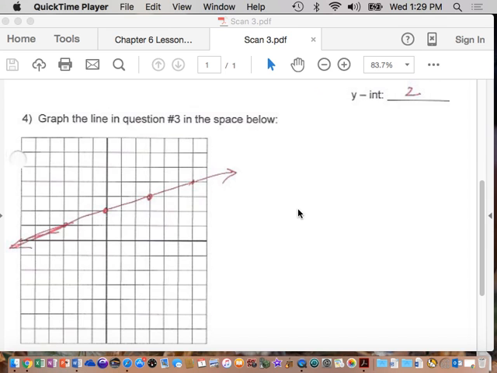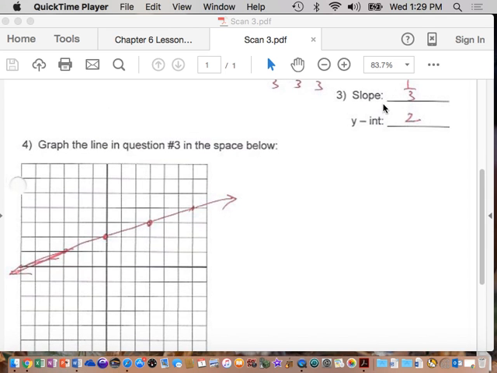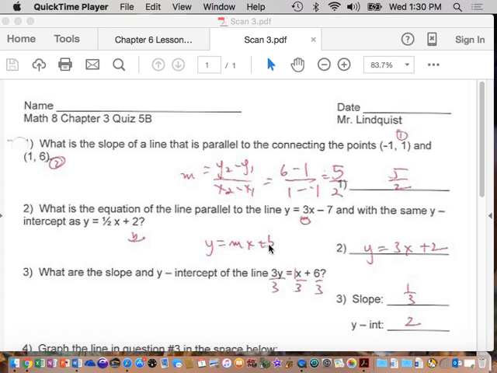Now, as far as graphing it goes, I begin at the y-intercept. That's why we call it b. So I begin at 2. Up 1 over 3, up 1 over 3. Jamie, be very careful. You kind of went up 2 over 3 to start, rather than up 1 over 3, okay? So that's what your quiz looks like.